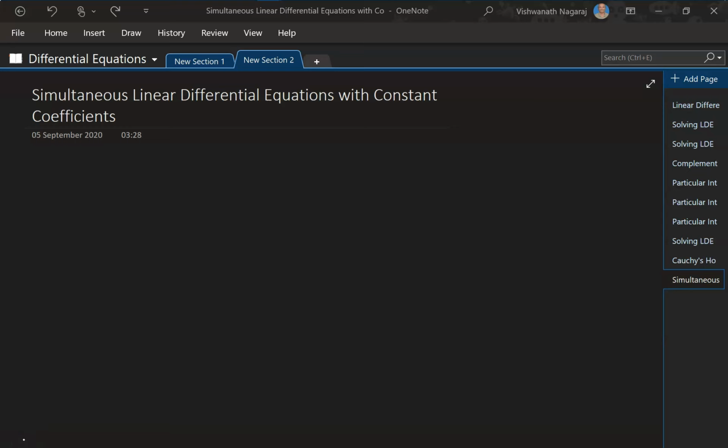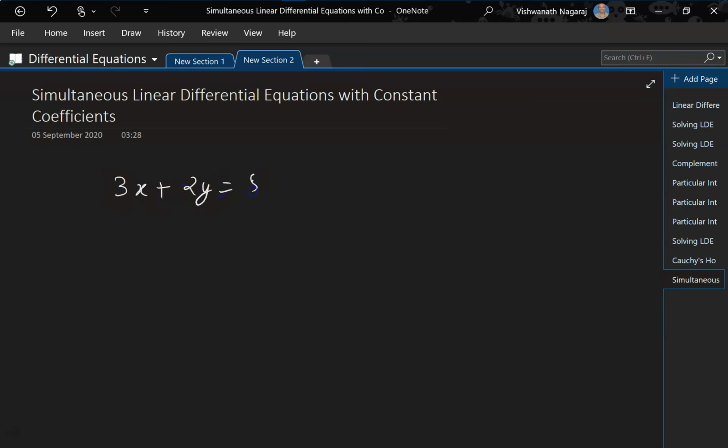Simultaneous linear differential equations with constant coefficients. Now we know what simultaneous linear equations are, right? Something like this: 3x plus 2y is equal to, let's say, 5, and 5x plus 7y is equal to 3. Now how do we solve these types of problems?